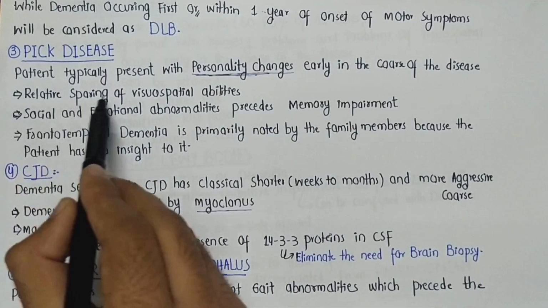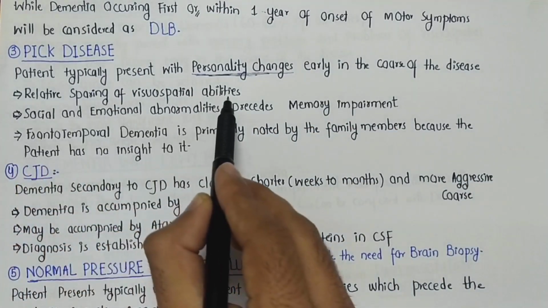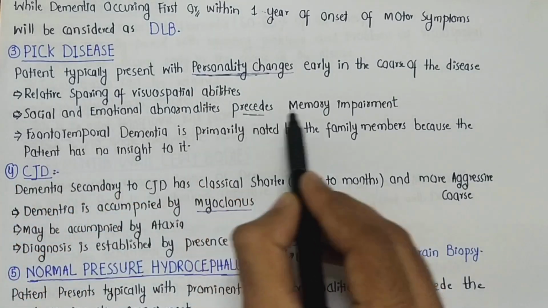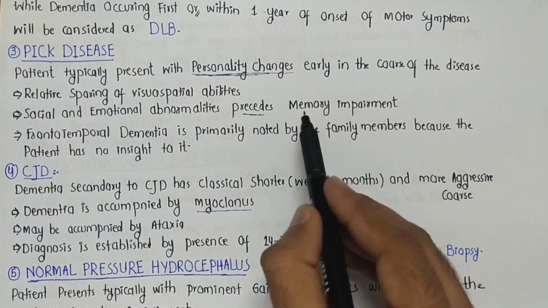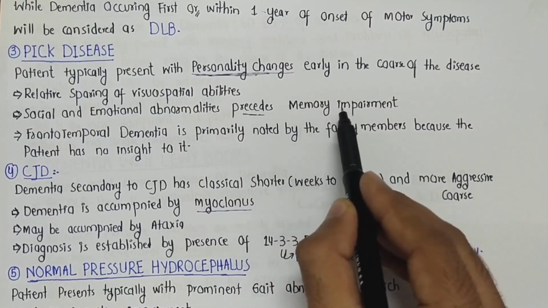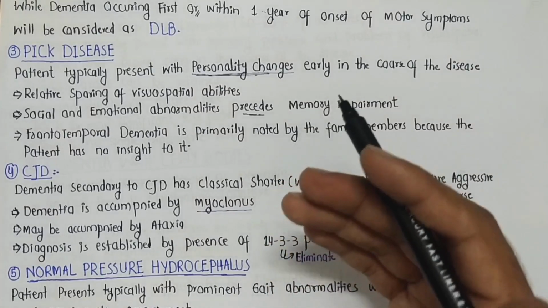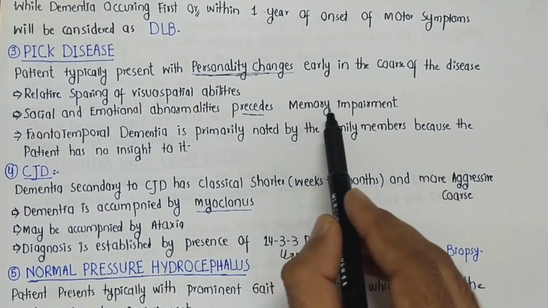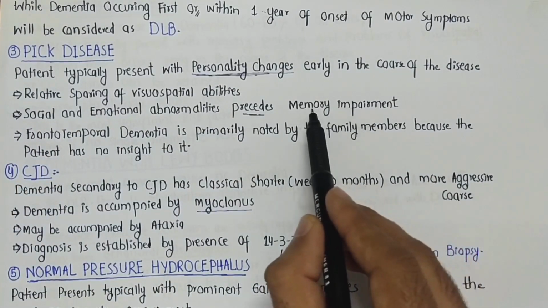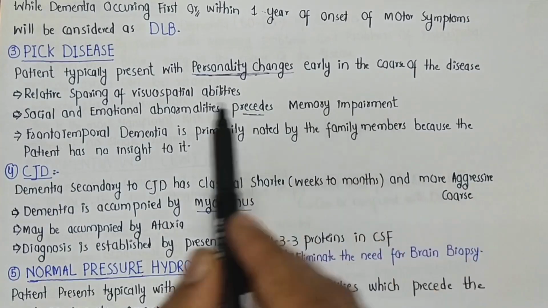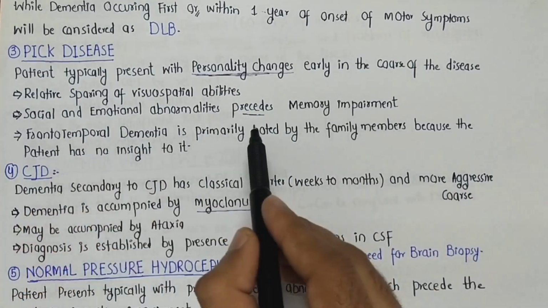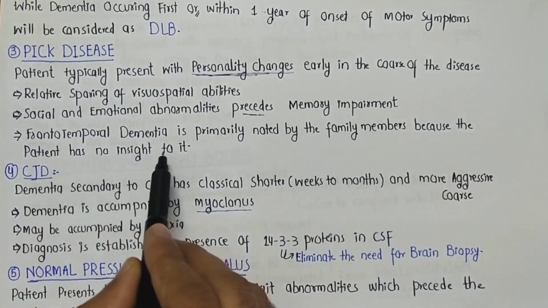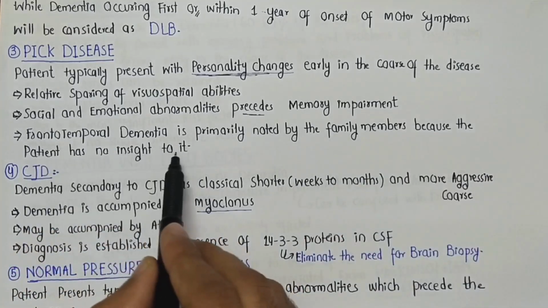There is relative sparing of the visuospatial abilities. Social and emotional abnormalities precede the memory impairment. So memory impairment is not a classical symptom of Pick disease. The memory impairment occurs actually, but in the later stages of the disease. The frontotemporal dementia is primarily noted by the family members because the patient has no insight into it. The patient is not aware of it.